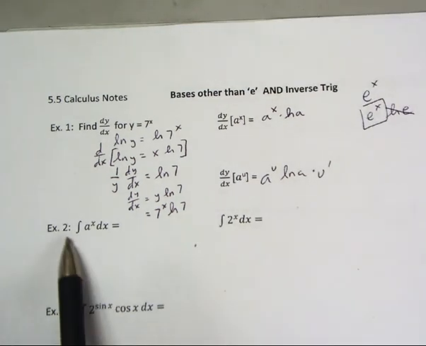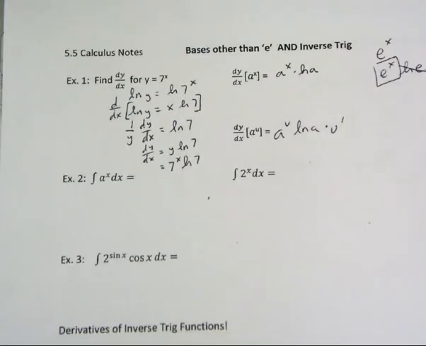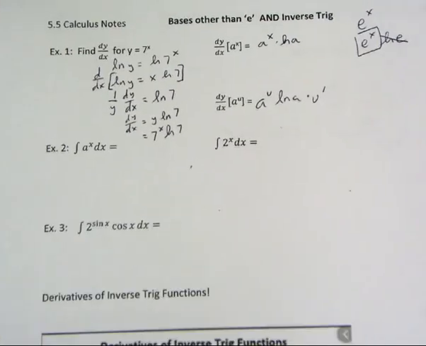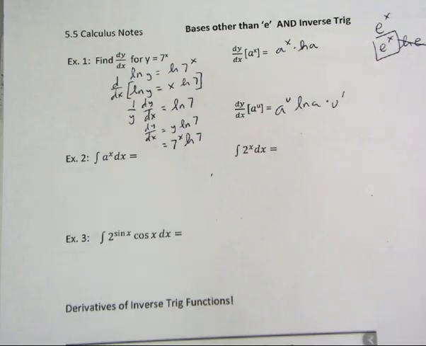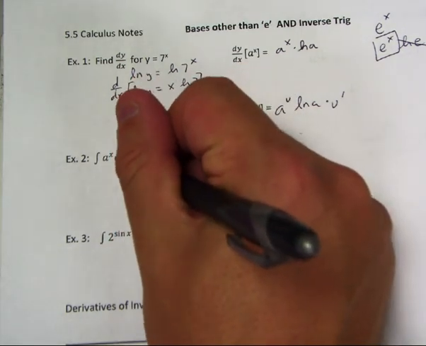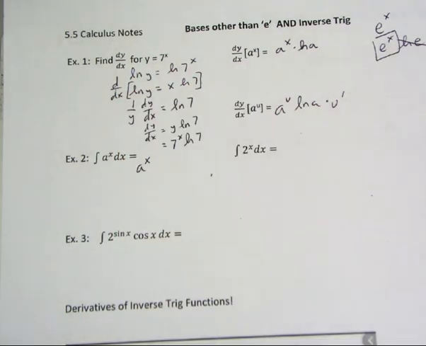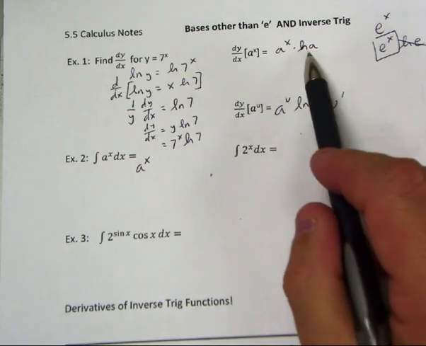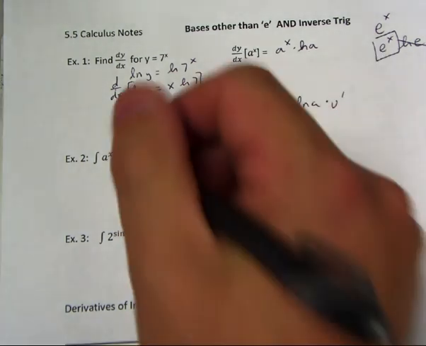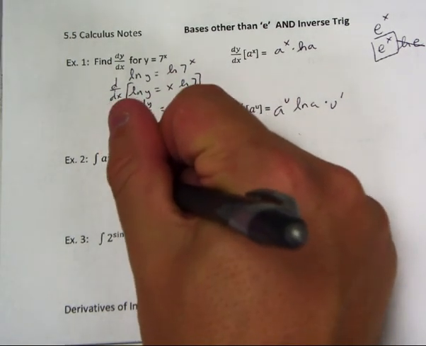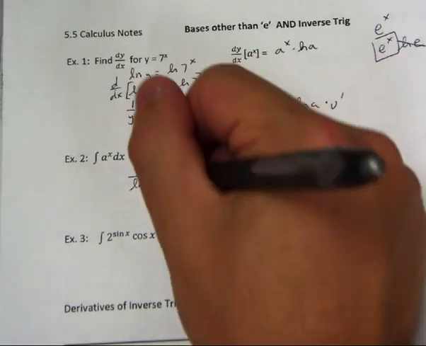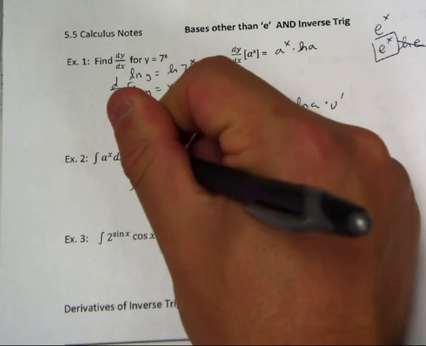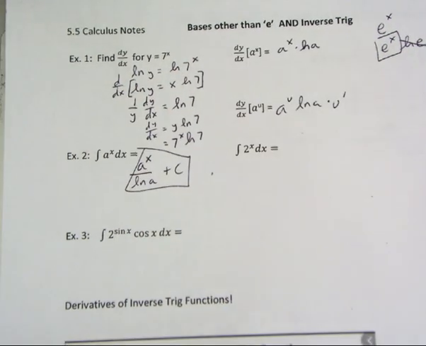We can also integrate exponential functions other than base e. It's pretty much the same rule. So the integral of a to the x is going to be, this is your rule, a to the x, but instead of multiplying by natural log of the base, we are going to divide by the natural log of the base. And then plus c. So that's our integral rule with functions other than e.